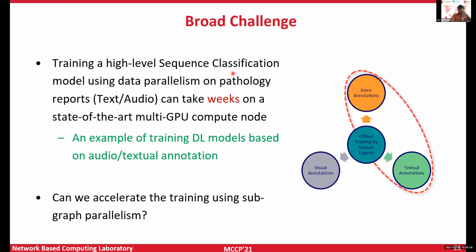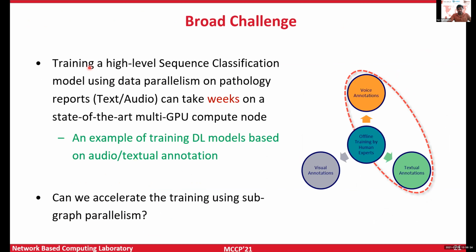As we mentioned earlier, although our primary work was focused on how we can accelerate the visual portion of the digital pathology workflow, we have also done some follow-up work on how we can use models like BERT or other textual and voice recognition models like transformer models to see if we can apply similar schemes to accelerate voice as well as textual annotations.